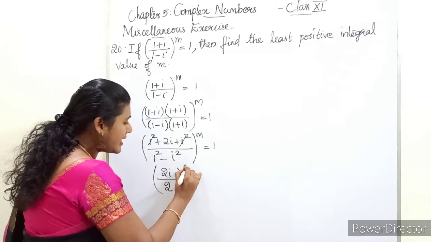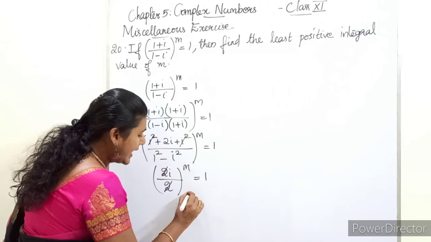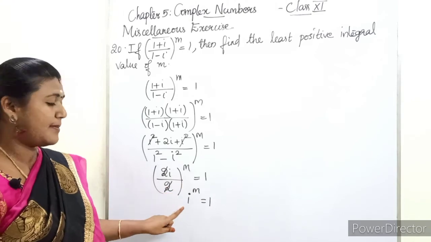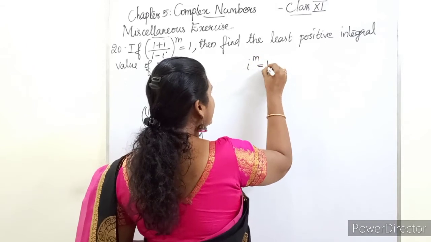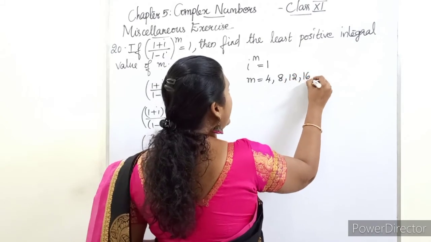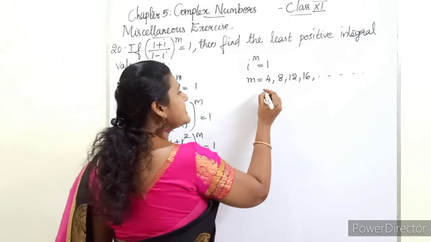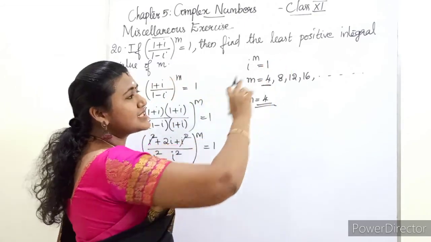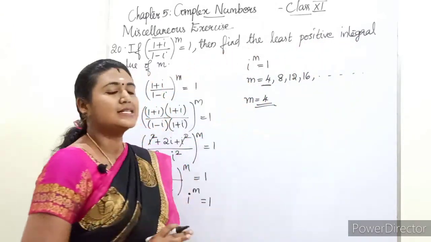So 2i by 2, the whole power m is equal to 1. Now this 2 and 2 we can cancel. So what you got? i power m is equal to 1. Now can you tell me for which value of m i power m is 1? We have already learned that for all multiples of 4 this i power m value will be 1. So out of these multiples of 4, the least positive integer is 4, so the value of m is equal to 4. We have to find the least positive integral value of m. So the answer is 4.